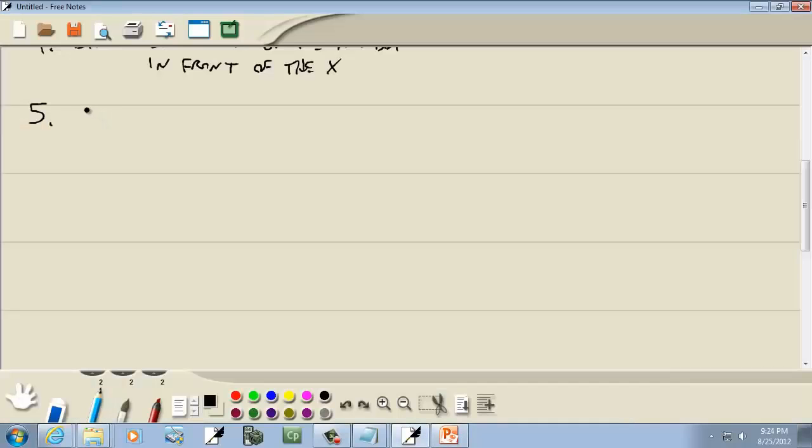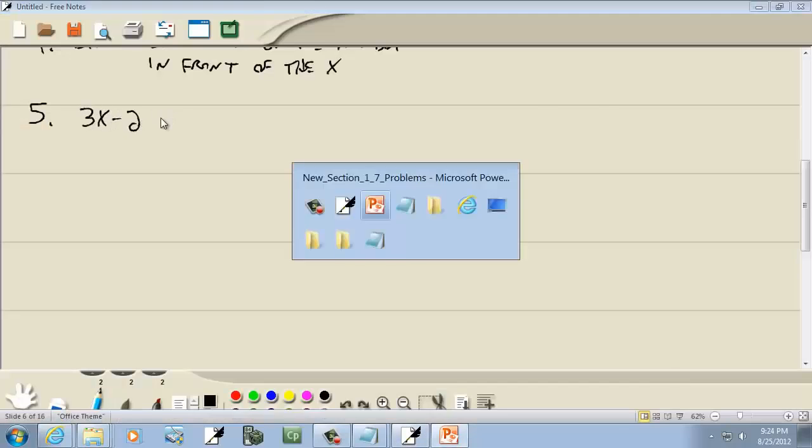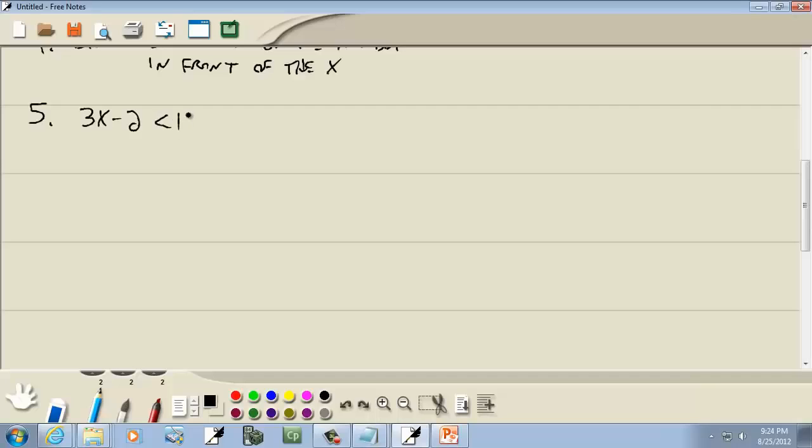We got 3x minus 2 is less than 13. Okay, first step, get rid of parentheses. Don't have any. Second step, get rid of fractions. Don't have any. Third step, get everything with an x on the left side, numbers on the right. So I'll take negative 2 over to the right side. Now, just like when we're dealing with the equals, when you take anything across your inequality symbol, the sign changes. The negative 2 becomes a positive 2.